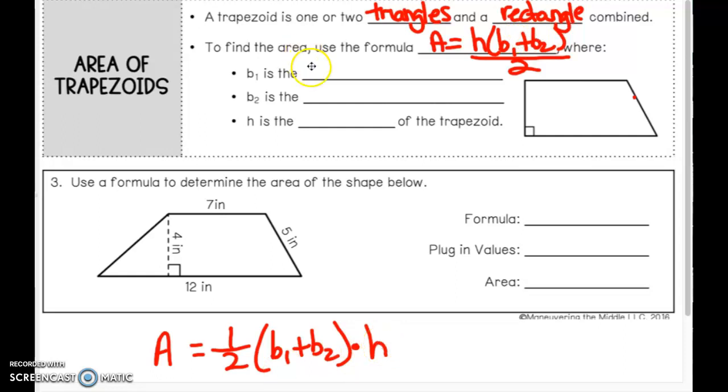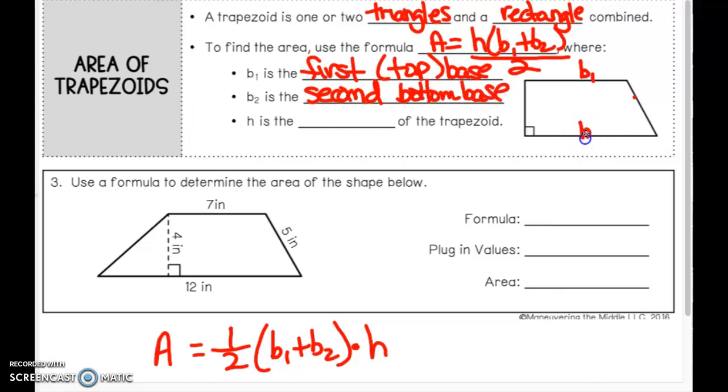All right, so base 1 is the first or the top base, and I'll show you right here. So this could be base 1, okay? It's on the top. The second one we call the second base is on the bottom, or the bottom base. This is B2. But I'm also going to tell you that with B1 and B2, don't worry if you mix them up, because addition has the same property as multiplication. It doesn't matter the order. Just add them together first. Then you multiply by the height. Then you divide by 2.